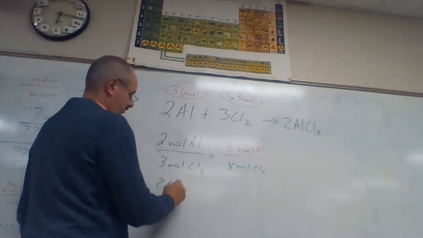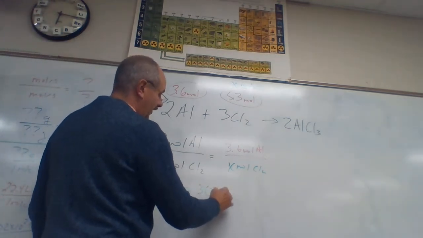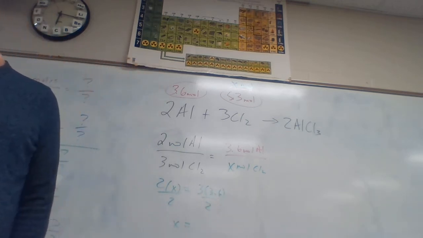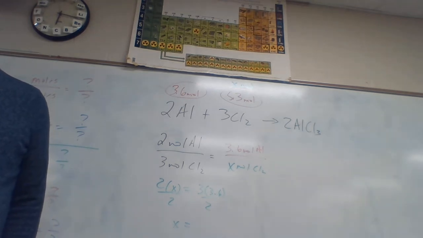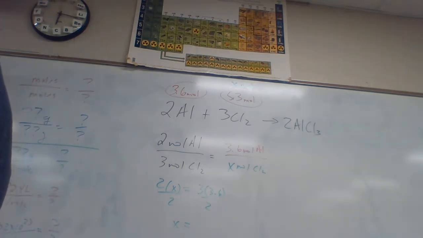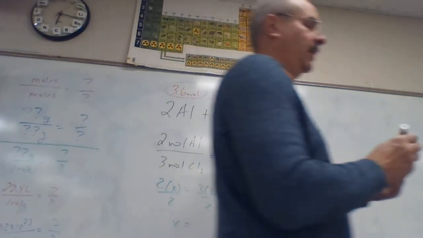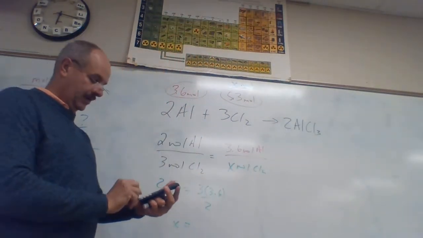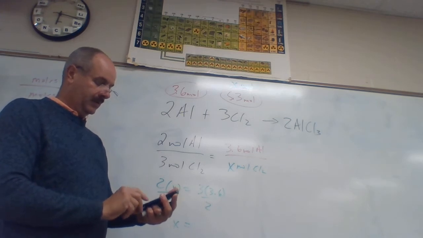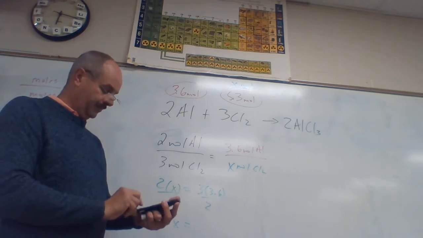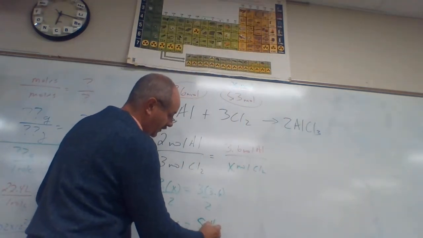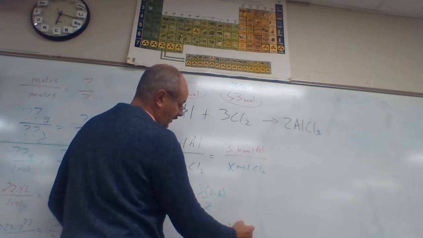All right, so cross multiply and solve this. We get 2 times X equals 3 times 3.6. Divide by 2, and X ends up equaling, let's see, I gotta use my calculator to solve this one. 3 times 3.6 equals, and then divided by 2. So the answer is 5.4. So this is 5.4 moles of Cl2.